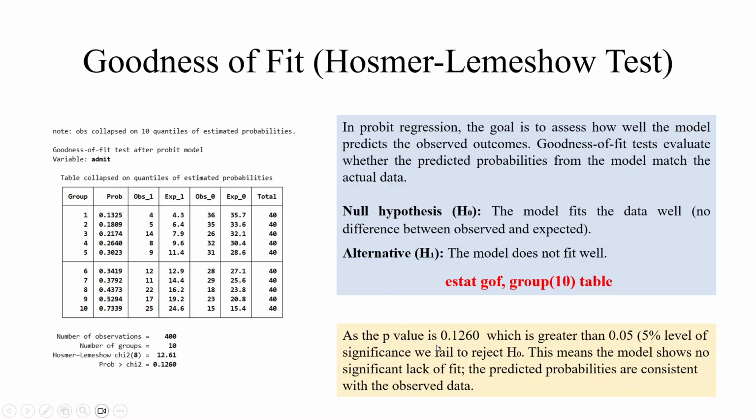As the p-value is 0.1260, which is greater than 0.05, that's the 5% level of significance, we fail to reject the null. This means that the model shows no significant lack of fit. The predicted probabilities are consistent with the observed data. So what is desirable here? The desirable is that this p-value should be greater than 0.05.